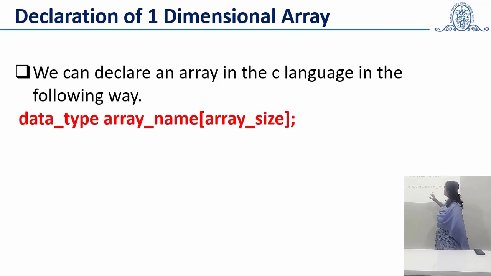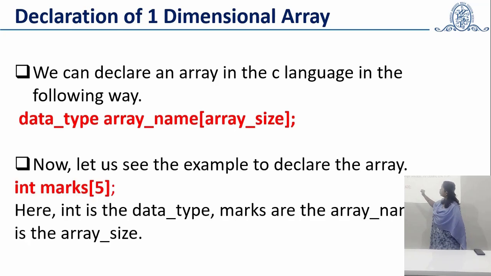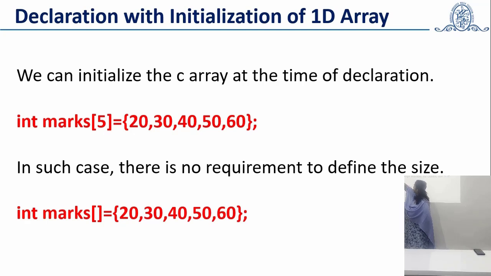Now let us see how to declare this array. Here I have stated two examples. Suppose I want to store the marks of 5 students, I'll write something like this: int marks, and in square brackets how many data items I want to store, 5, equals, and then within curly brackets I'll write down the marks of the 5 students. Since the data type is integer, all the 5 numbers are integers. This is one way to initialize the one-dimensional array.